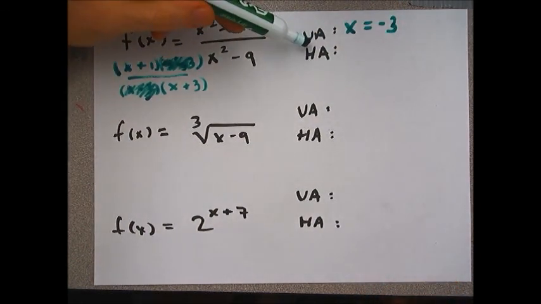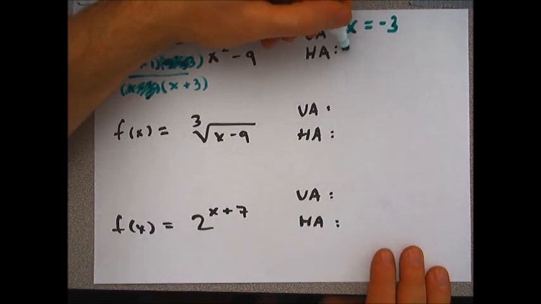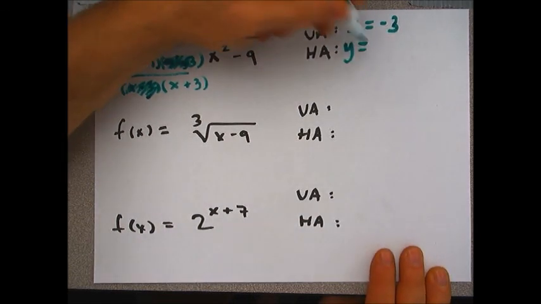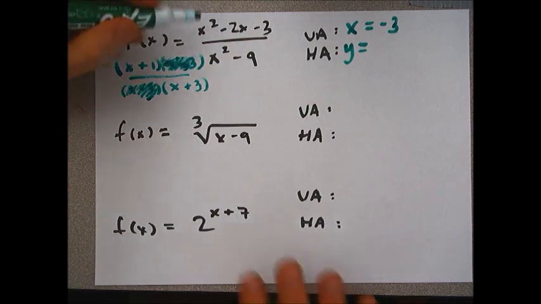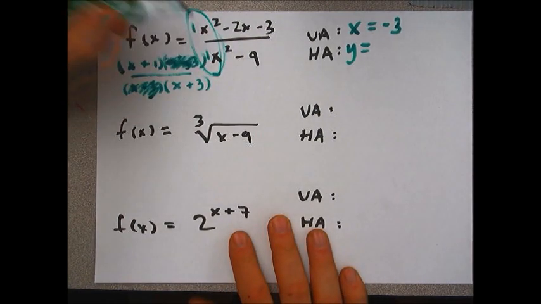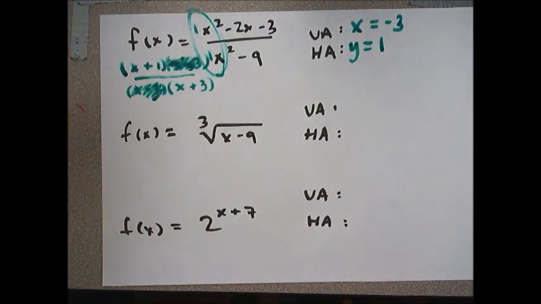To find my horizontal asymptote, is it going to be x equals or y equals? y equals. And how do I find my horizontal asymptote? Compare the degree of the top to the degree of the bottom. In this case, the degrees are the same, so I take the numbers that are out front, so my horizontal asymptote is at 1.